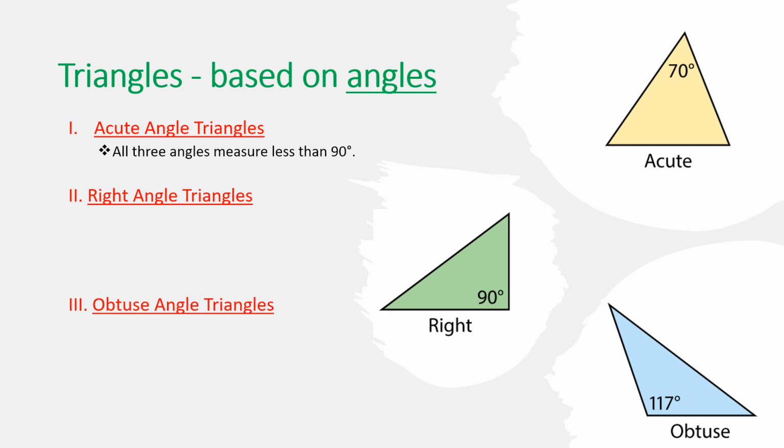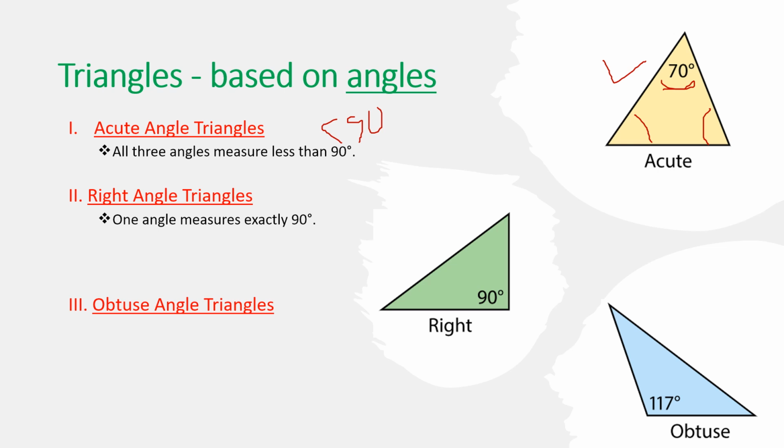In the first case, you see, all three angles are lesser than 90 degrees. Look at this, this is 70 degrees. Of course, since the sum of all three should be 180, naturally each has to be lesser than 90. All three angles are lesser than 90 degrees. This is one type of triangle.